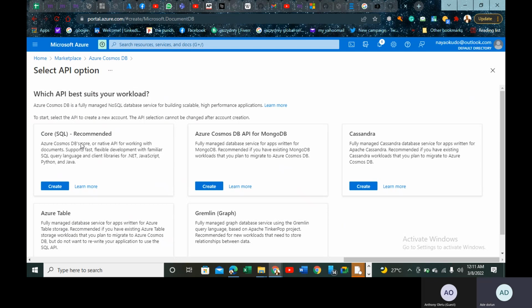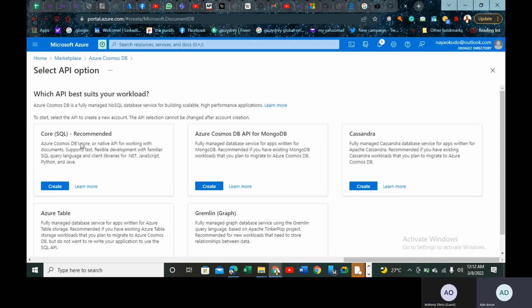So now we are trying to create a Cosmos DB. It says Azure Cosmos DB is a fully managed NoSQL database for building scalable, high performance applications. To start, select the API to create a new account. The API selection cannot be changed after account creation.